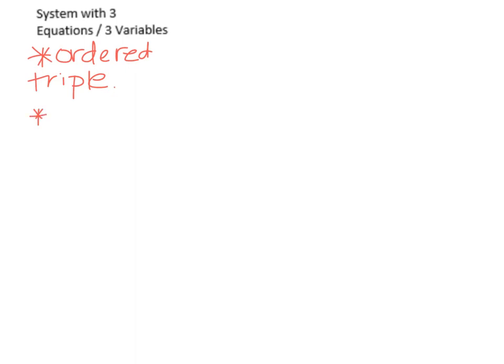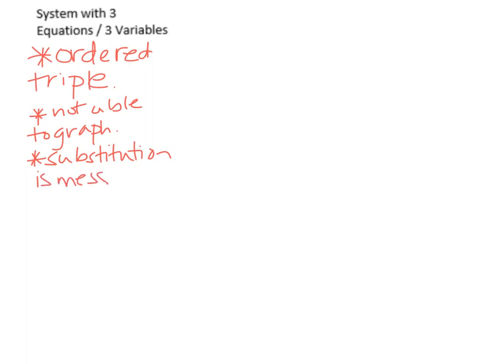Graphing is not an option, so we're not going to be able to graph to solve. With 3 variables, we would need a 3D coordinate plane. Substitution can get messy. If you substitute with more than 2 variables, we're going to have a lot of fractions. That means elimination is going to be the most efficient method, and we're going to run this process very similar to what we did in day 1.